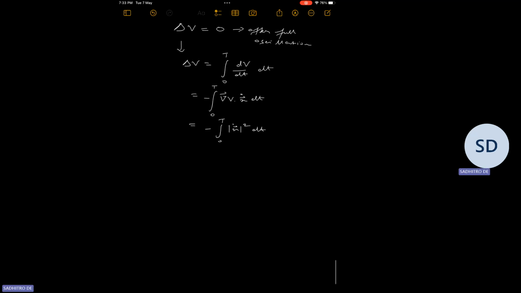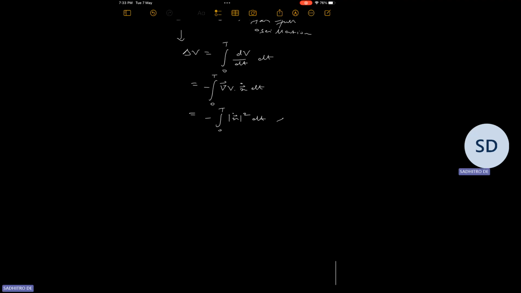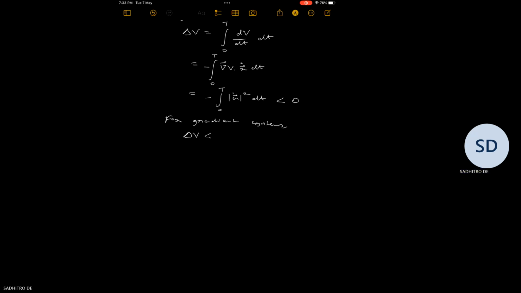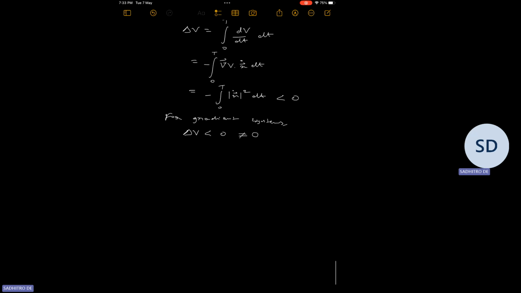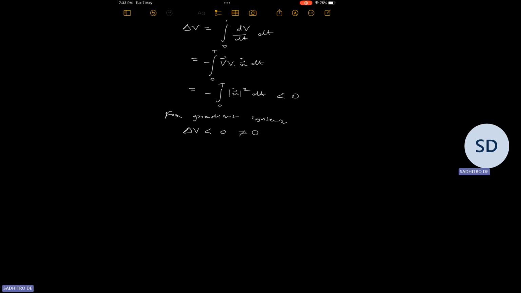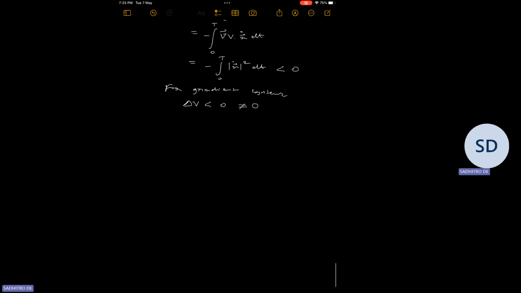Now since this is a positive definite quantity, this means that delta v is always greater than 0. So for such systems, for gradient systems, the change in the potential along any trajectory is always less than 0. And this basically implies that it will never be a closed orbit. So we prove by contradiction that gradient systems can never have a closed orbit. And in a gradient system, there's always a stable fixed point and the system always tends towards that stable fixed point.